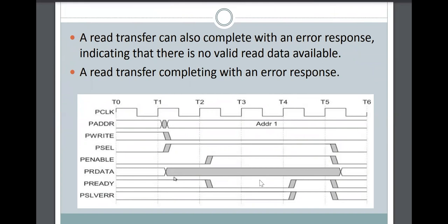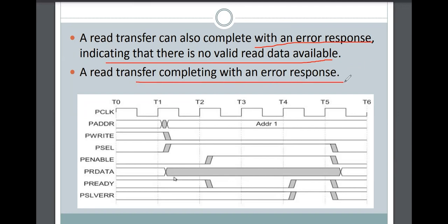Okay, and here if you see, with the P slave error, reading the data, this is a read transfer. So a read transfer can also complete with an error response, right? Once the write side got an error response, automatically at the read side also we'll get the error response. So it is indicating there is no valid read data available. It is showing that error response by using the P slave error signal. At this point P ready is high, that means it is ready to read the data. After reading the data, P slave error is high, that means it is receiving some error.